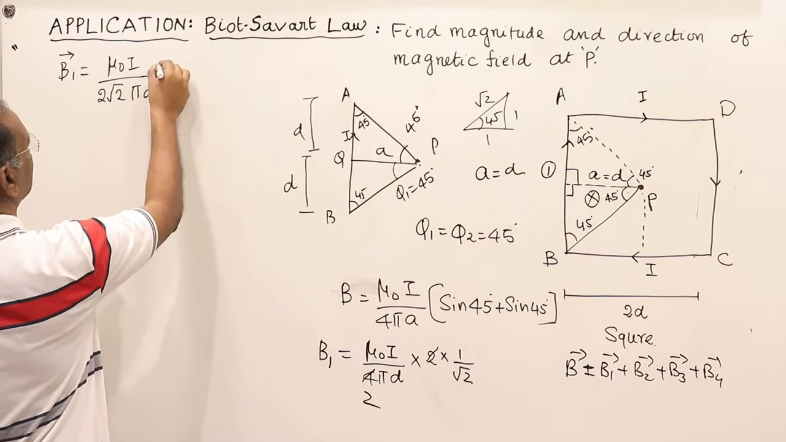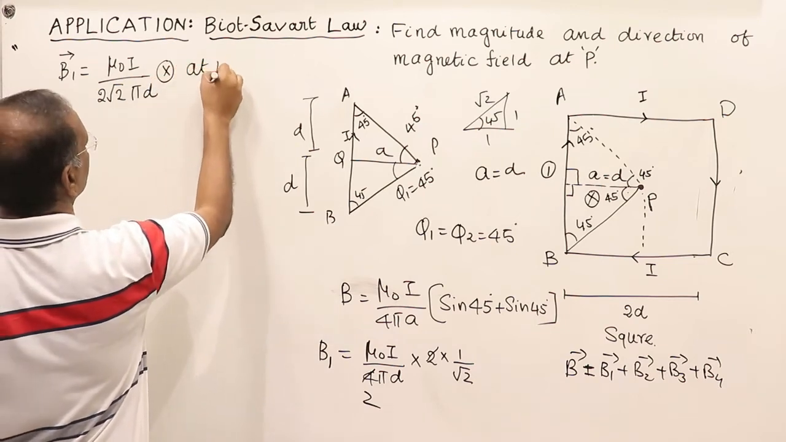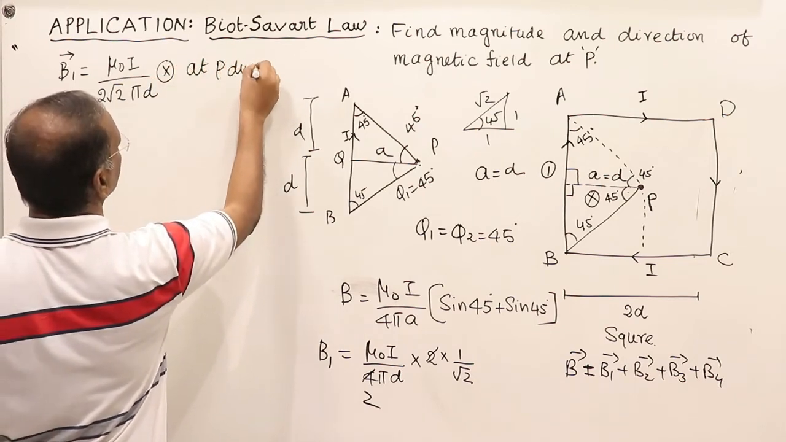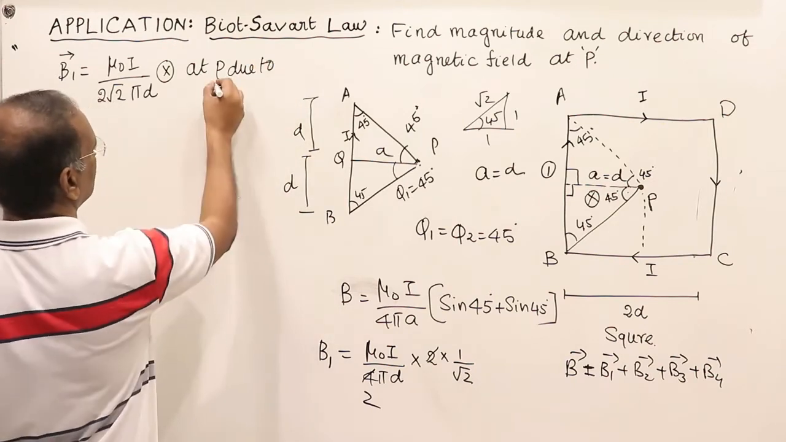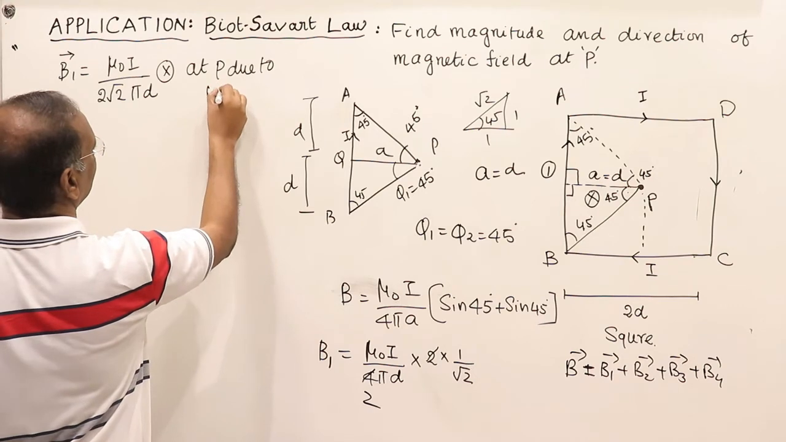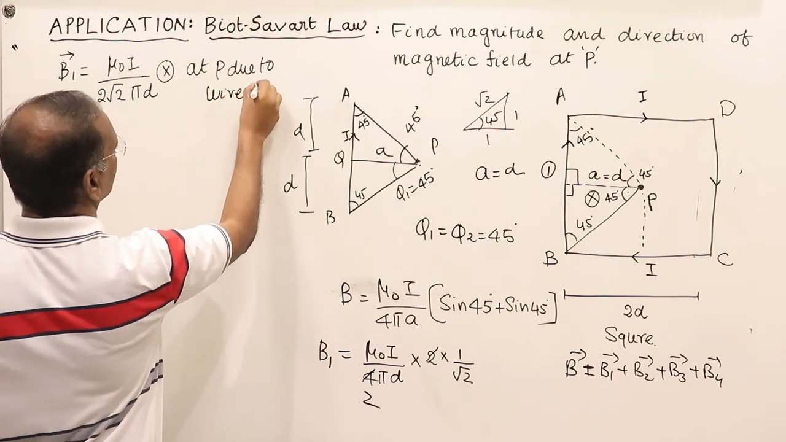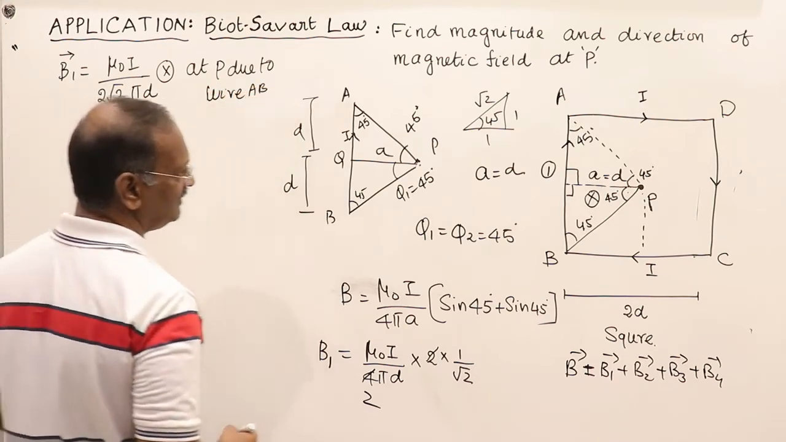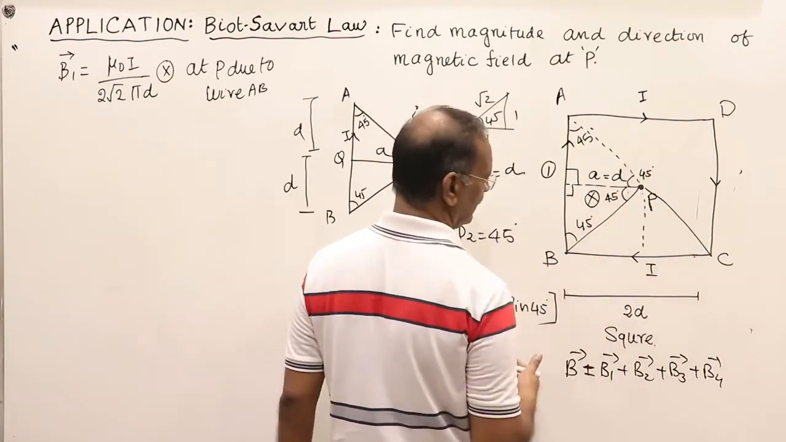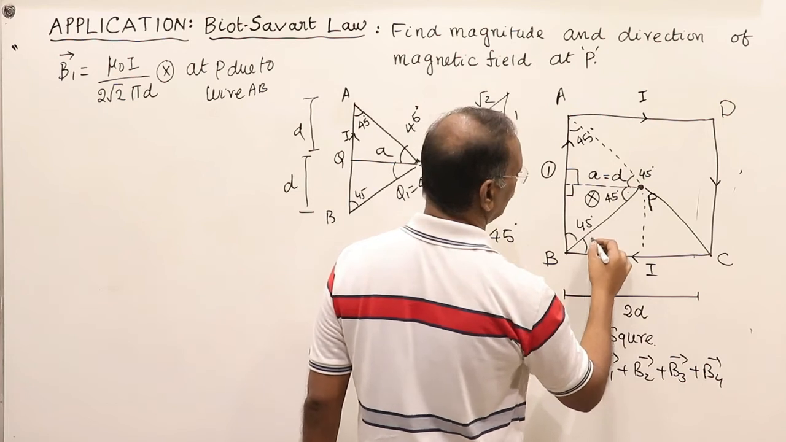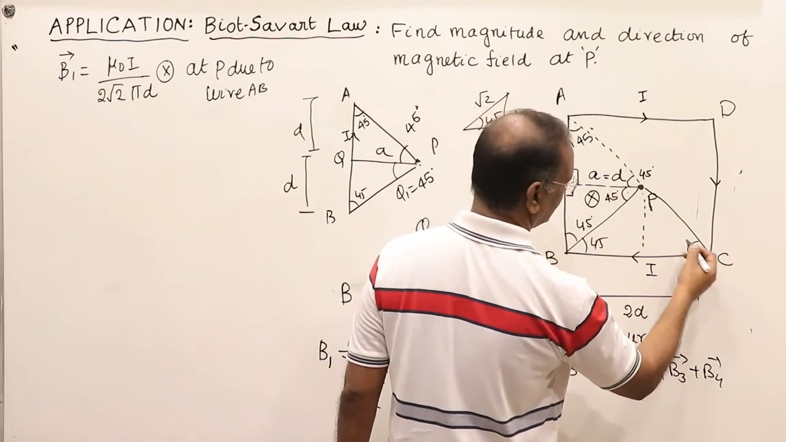It's equal to, at P, due to wire AB. Now BC will also be the same, because this is a square. This will also be 45, this will also be 45.